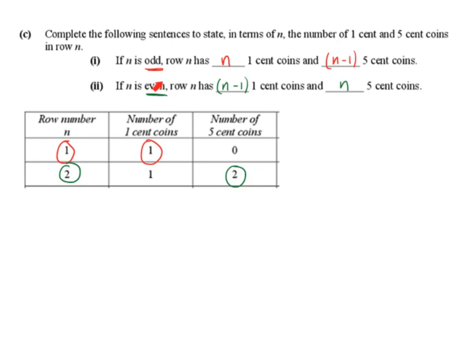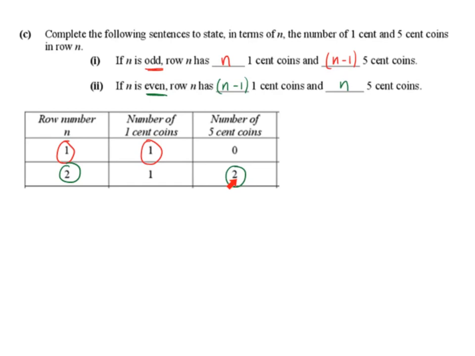Now, if n is even, so for example 2 here is an even number, so if n is even, then row n has n minus 1 1 cent coins, and it has n 5 cent coins. So we'll have a look at the 5 cent coins first of all. So for row 2, it has 2 5 cent coins. For row 4, it has 4 5 cent coins. For row 6, it has 6 5 cent coins. For row 8, it has 8 5 cent coins, and so on.